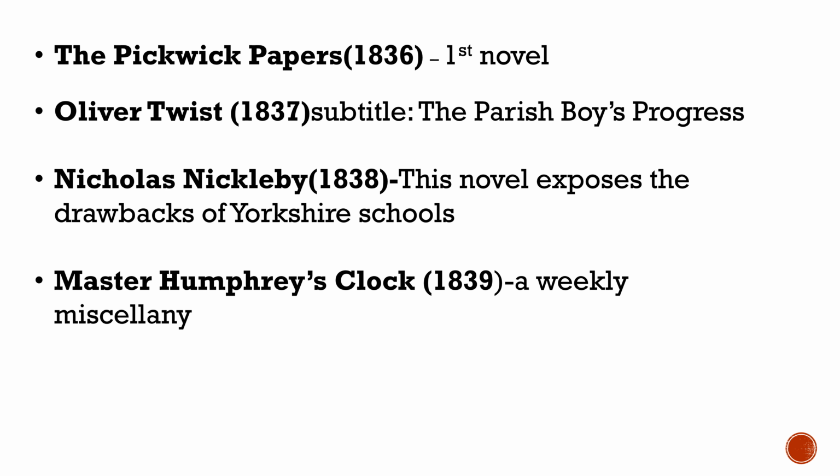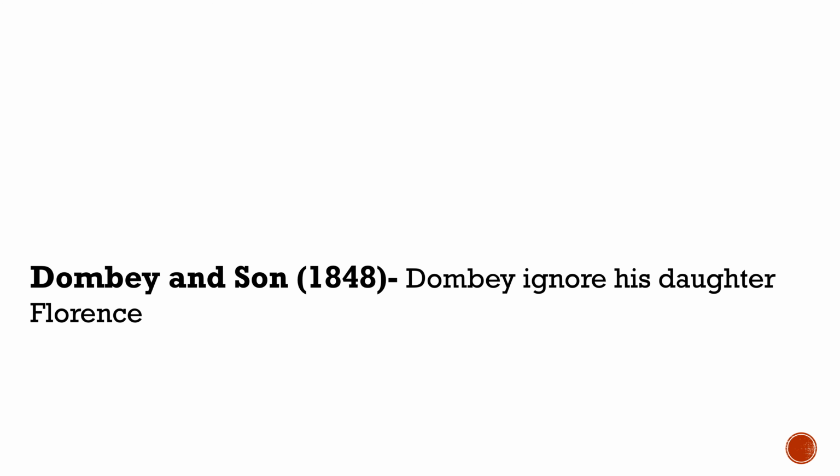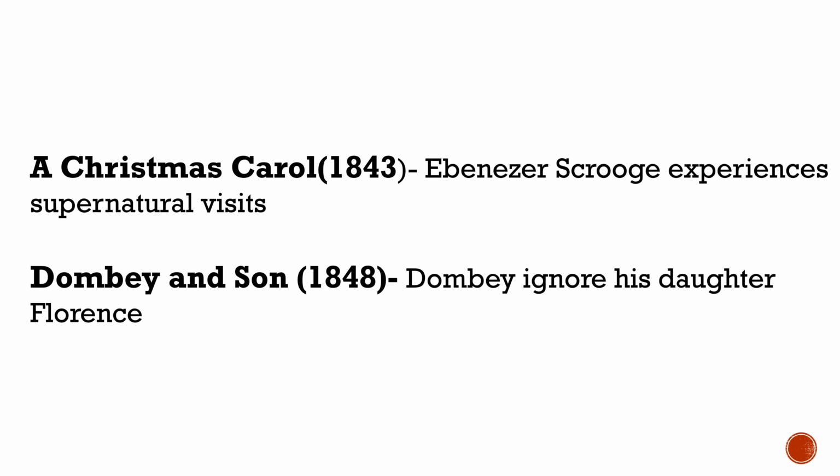And Master Humphrey's Clock, a weekly miscellany. Under this weekly miscellany, he published Old Curiosity Shop and Barnaby Rudge. And Old Curiosity Shop. Here the protagonist is called Little Nell Trent. She is a 14-year-old girl. Then Dombey and Son. Dombey ignores his daughter Florence. Dombey always wanted a son, not a daughter.